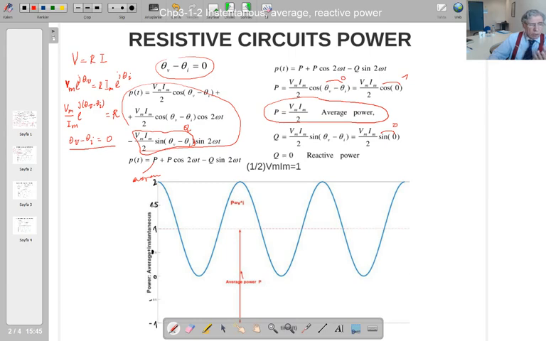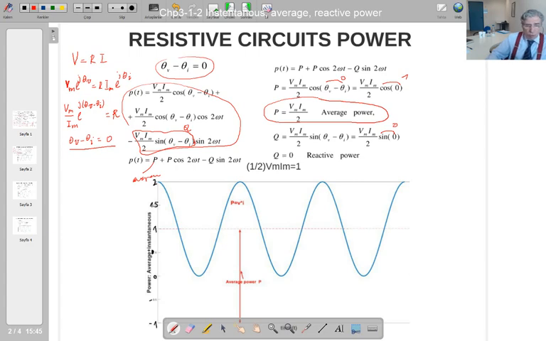Resistive element power is the maximum power. Since this cos has the maximum value 1 here, that's the maximum power. For the resistive elements or resistive networks, we get the maximum average power, useful power. Reactive power, on the other hand, is equal to 0. This is not a useful power. So reactive power is 0 for the resistive circuits.